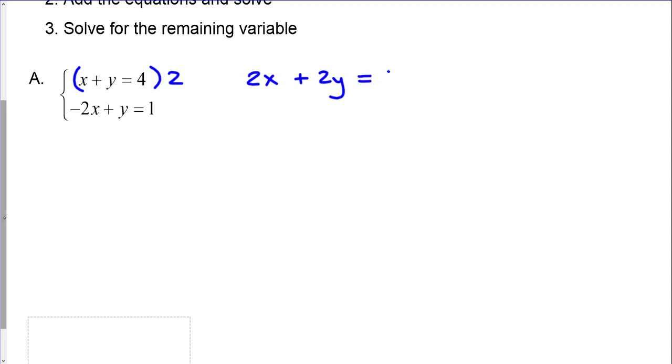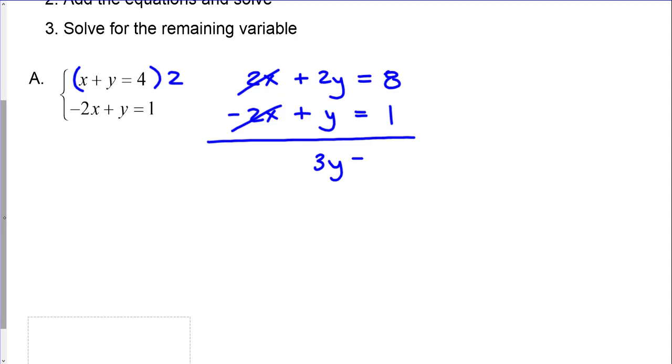So if I take this top equation and multiply it by 2, I will get 2x plus 2y equals 8. And with that, I will combine it to -2x plus y equals 1. I'm going to now add these two equations together term by term. So -2x and +2x cancel out. 2y plus y is 3y. 8 plus 1 is 9.